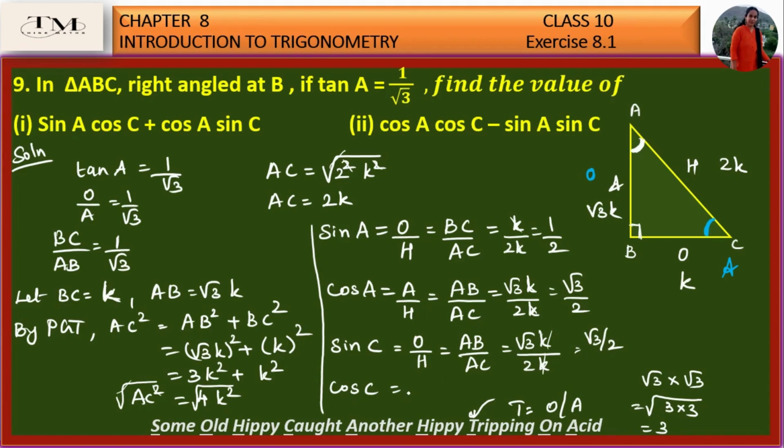Next is cos C. It is adjacent by hypotenuse. So what is the adjacent side in blue? It is BC. So let me erase this.